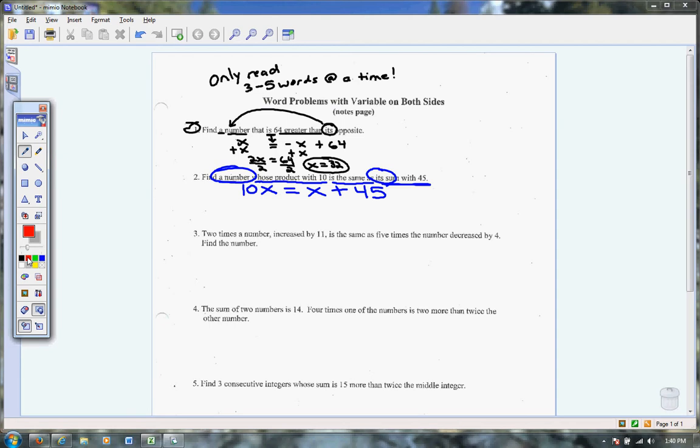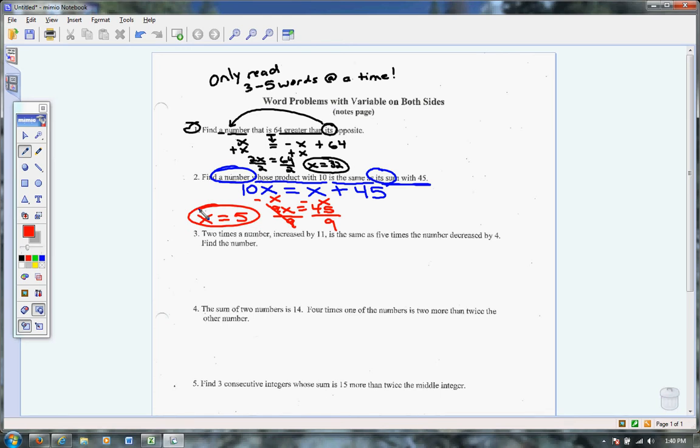Now, finishing this is pretty easy. I just need to subtract x from both sides so that I have 9x equals 45, and then divide both sides by 9. So x equals 5.